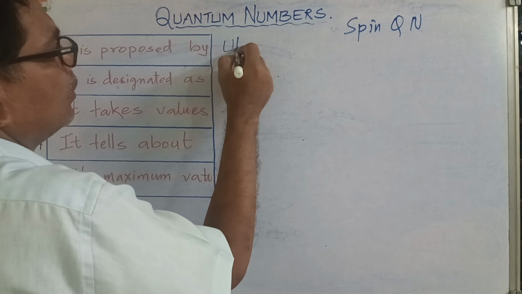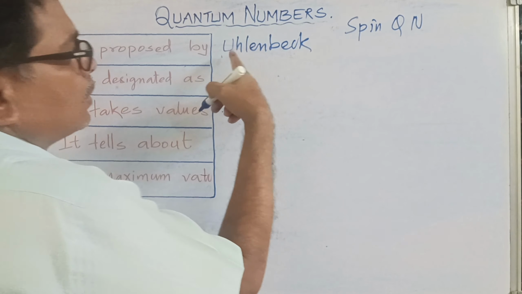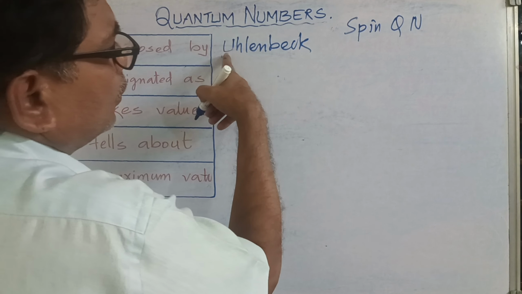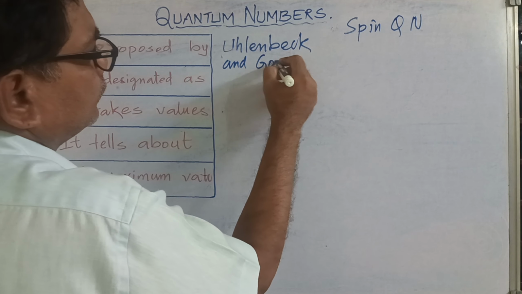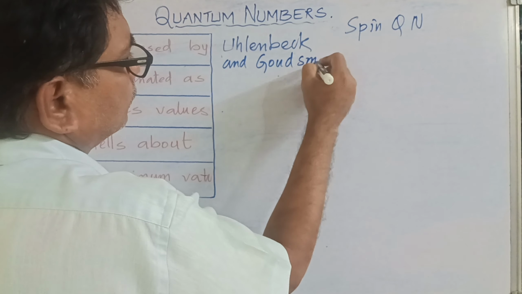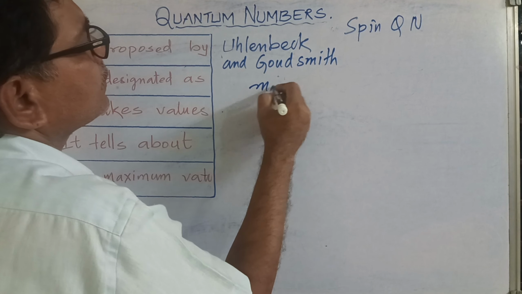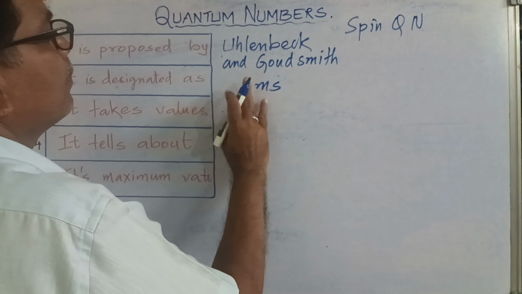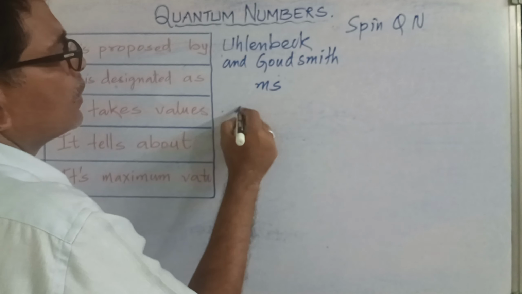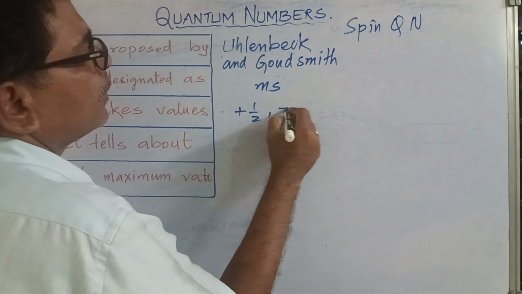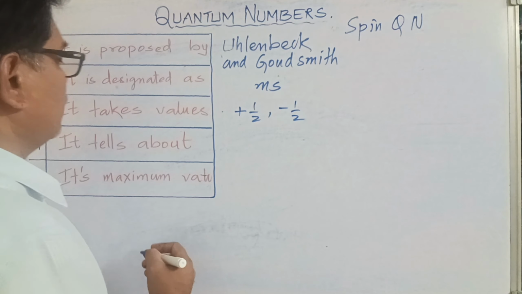Alright, and it is proposed by Uhlenbeck, and Goudsmit. The H is silent. It is designated as MS. Its values are plus half and minus half. Clockwise is plus half, anti-clockwise is minus half.